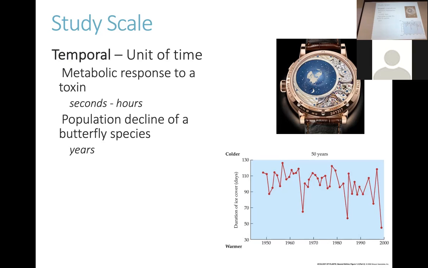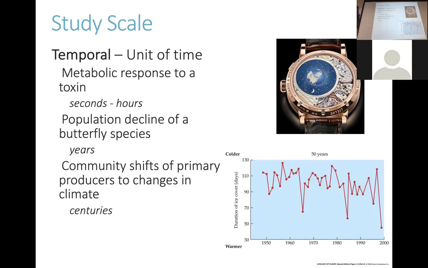Seasonal differences are used a lot as well, so winter versus spring, etc. So that's an important temporal scale. And then you can also look over centuries, so how a plant community might shift in its species makeup, that's going to take a really long time, typically.